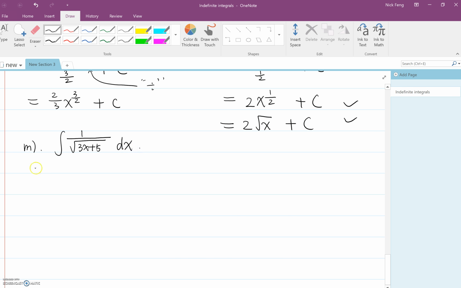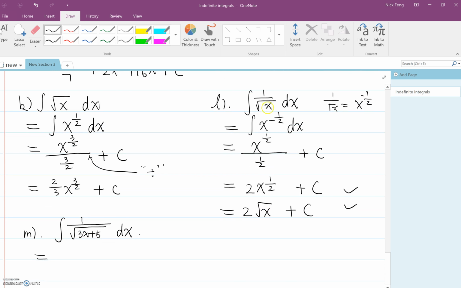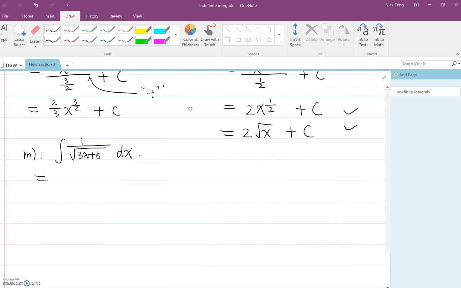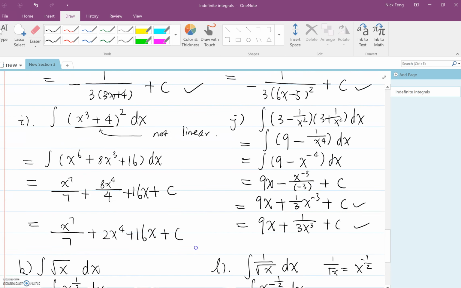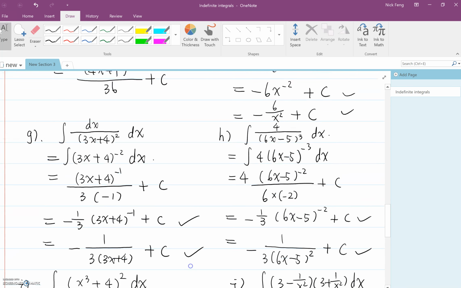Now in this case, it is exactly the same as what we did before, but we need to change it into index form. So that should give us 3x plus 5 to the power of not just half, square root is half, but it's also at the bottom of the fraction, so that will give us negative half dx. And don't forget, once you've changed into this form, it's exactly like what we did in here.